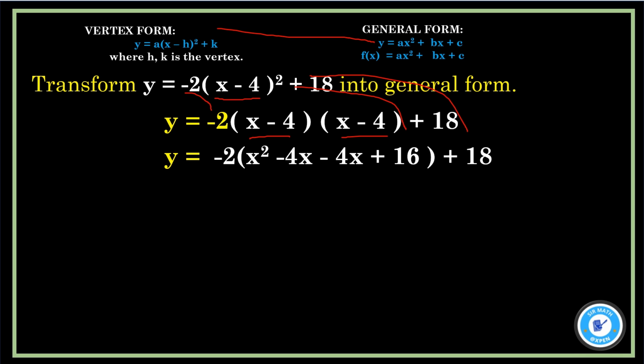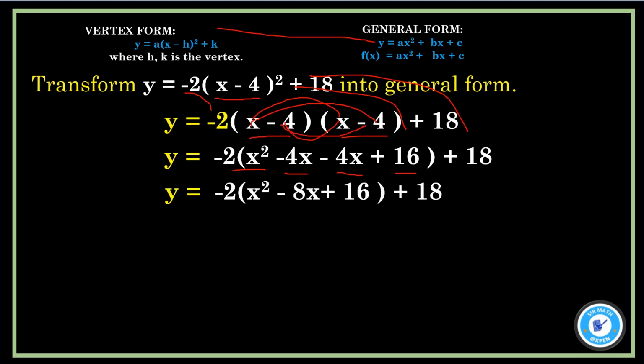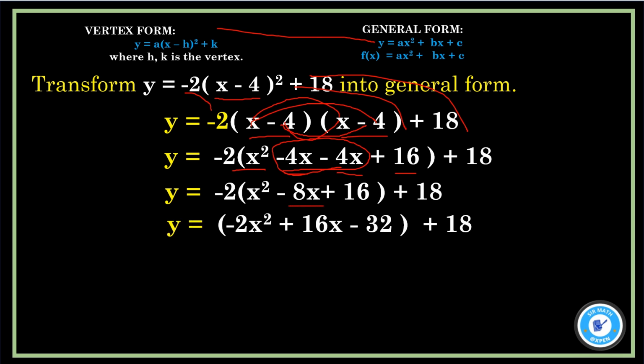Just multiply x times x, that's equals to x squared. Multiply, that's equals to 4x. Multiply this equals to negative 4x. And multiply negative times negative 4, that's equals to positive 16. Then distribute the constant inside the parentheses. But we have first to combine 4x and negative 4x, so that's equals to 8x. Then distribute our constant inside the parentheses.